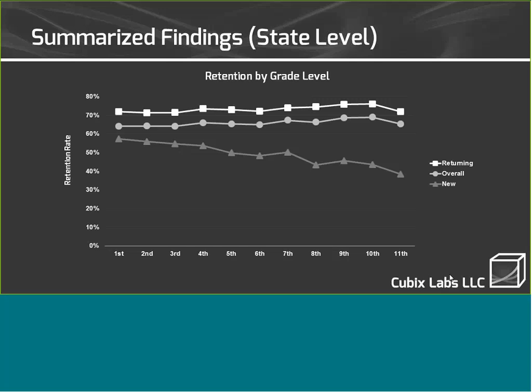Returning member retention stays consistently at 70%, yet new member retention starts at about 60% in 1st grade, and by 11th grade, it dips down below 40%. So that's a really important finding. If you have all these marketing efforts geared towards recruiting older members, and only 40% are coming back, that makes your marketing efforts half as effective. And it doesn't mean your marketing efforts shouldn't continue. It just means that maybe there should be more of an emphasis on assimilating the older members into the 4-H culture.